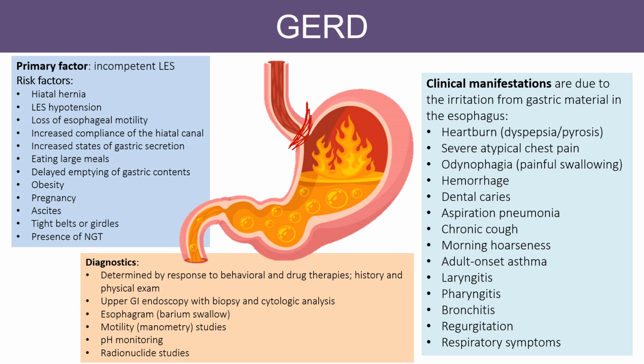Morning hoarseness, laryngitis, pharyngitis, bronchitis, regurgitation, and respiratory symptoms. Our stomach sits very closely to our lungs. So if you start to have all of this inflammation in that area, it can actually start to have an effect on our lungs, which is where those respiratory symptoms start to happen.